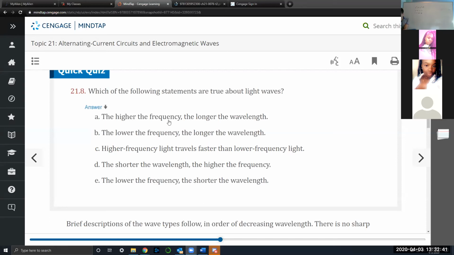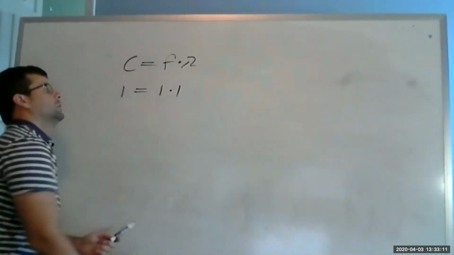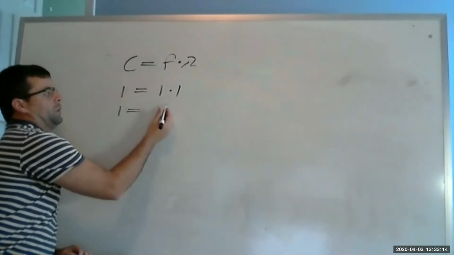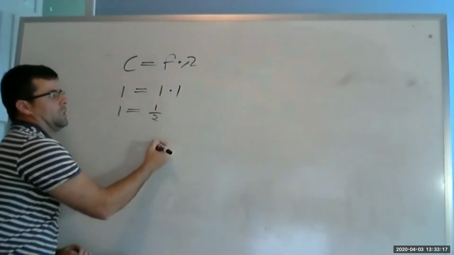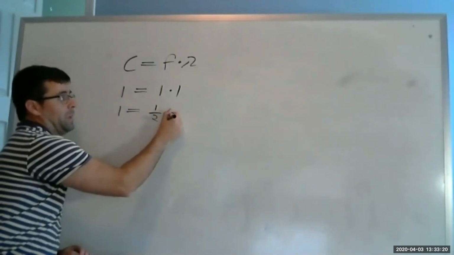Because I think E is true, because the lower the frequency, the shorter the... well, wavelength. We're going step by step through them. B. All right. If you make f small, that makes lambda big. So that's true, for the same reason that we just said. If we make the frequency 1/2 instead of 1, we make it small, then we have to make the wavelength bigger.